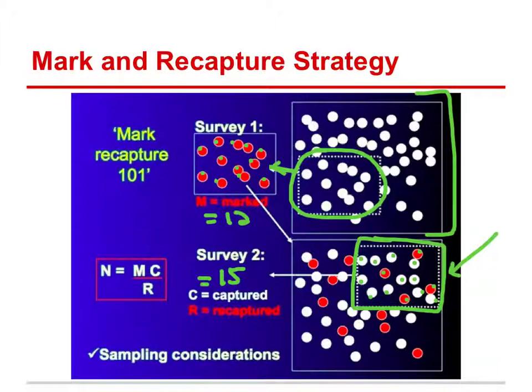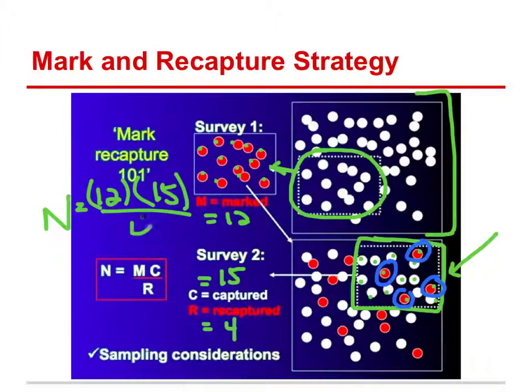And of that 15, we see 1, 2, 3, and 4. We see 4 were recaptured. Okay. Now we can estimate the size of this population. We could certainly count this population because we can see the total population, but we're going to estimate it regardless. And so we're going to say our total population, N, is equal to M, which is 12, times C, which is 15, divided by 4, which is R.